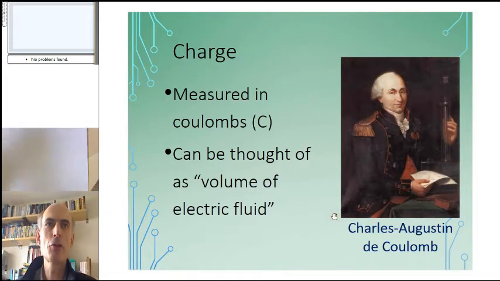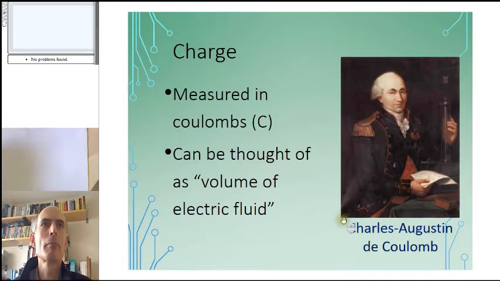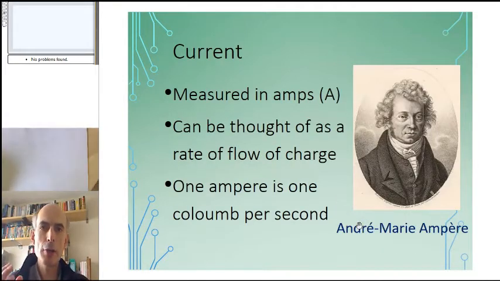Charge is measured in coulombs, and it can be thought of as a kind of volume of electric fluid. Current, measured in amps, can be thought of as the rate of flow of this electric fluid past any point in a circuit. 1 ampere, or 1 amp for short, is 1 coulomb per second.